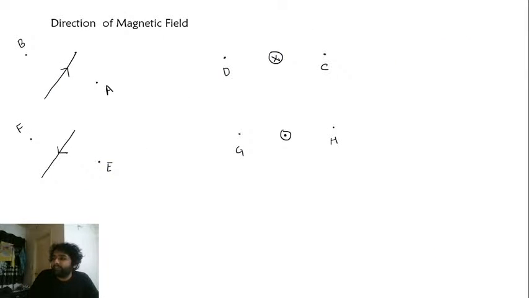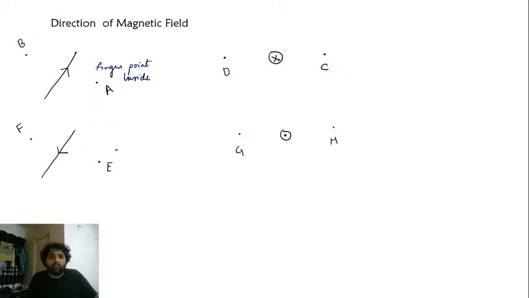Now let's see what the direction of the magnetic field is in this. Here the current is flowing on this side, so what is the direction of magnetic field at A? First we'll see at A. I put my thumb in the direction of current, and I'm trying to see where the fingers are pointing. You can check where the fingers are pointing. You will observe the fingers point inside.